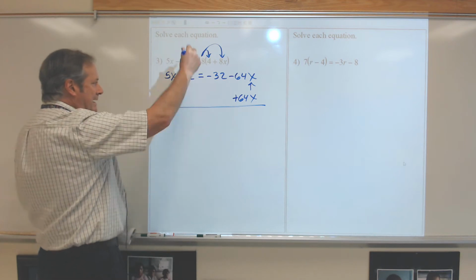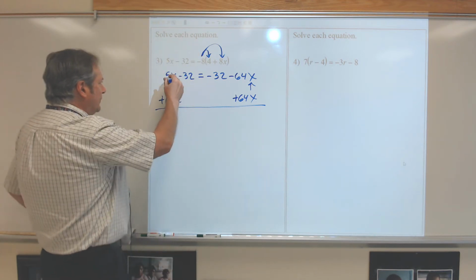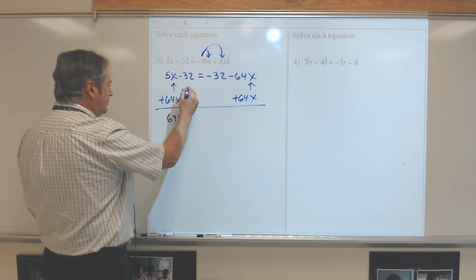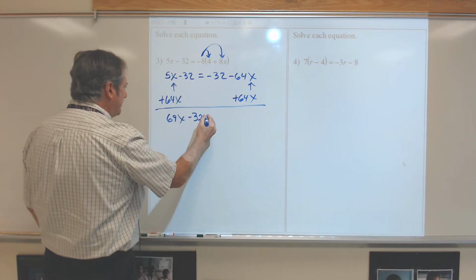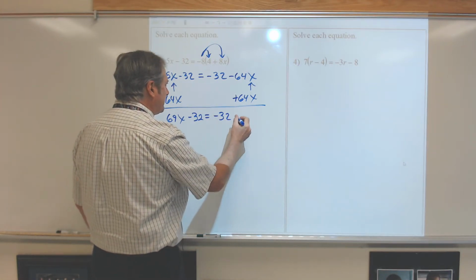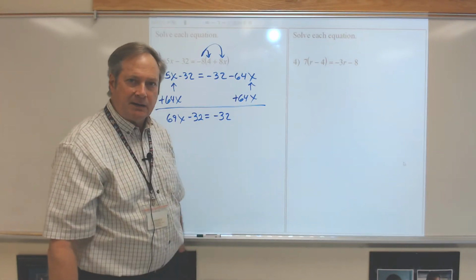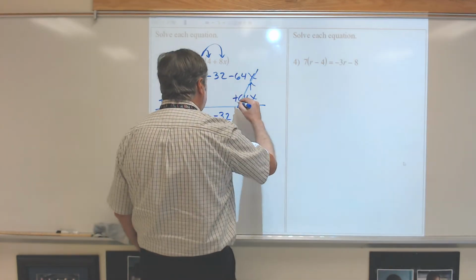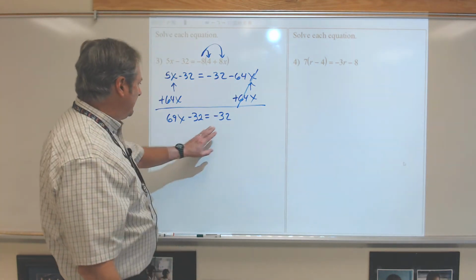And now we're adding up and down. So 5x plus 64x is 69x. Bring down that minus 32, equal sign, bring down that minus 32. And what happened when you took a negative 64x and combined it with a positive 64x? They zeroed out. So at this point, we're right here.